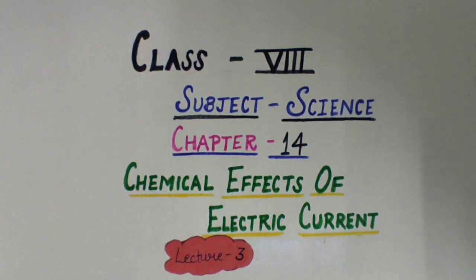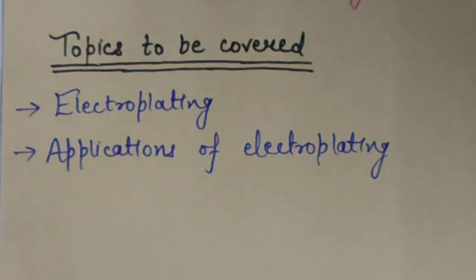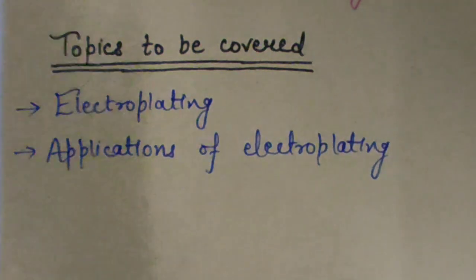We were studying chapter number 14, that is chemical effects of electric current. This is your lecture number 3. Topics to be discussed in this lecture are: first is electroplating and then applications of electroplating.